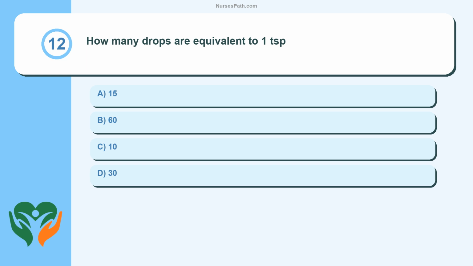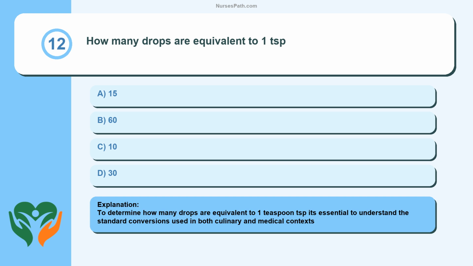Question 12. How many drops are equivalent to 1 teaspoon? 15, 60, 10, 30. To determine how many drops are equivalent to 1 teaspoon, it's essential to understand the standard conversions used in both culinary and medical contexts.